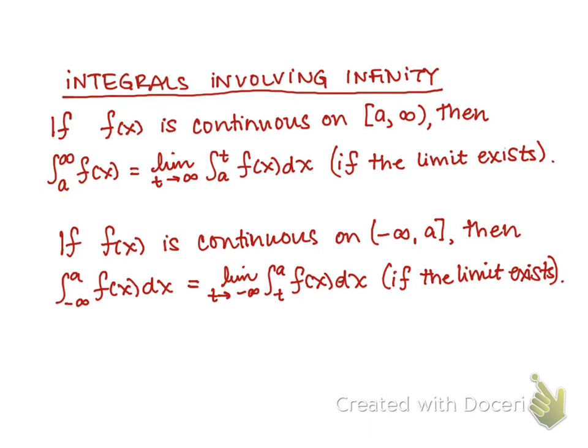T is just standing in as a dummy variable there. It could be any variable. And if f of x is continuous from negative infinity to a, then the integral from negative infinity to a of f of x dx is the limit as t approaches negative infinity of the integral from t to a of f of x dx, if the limit exists. Okay, let's do a few examples.